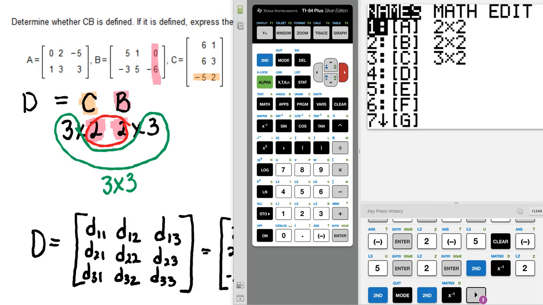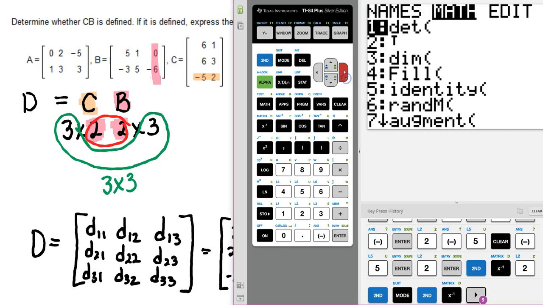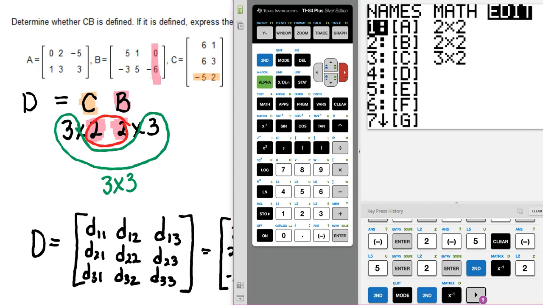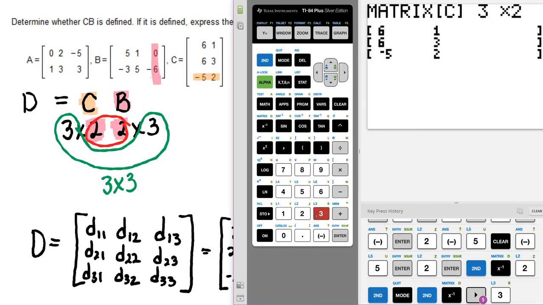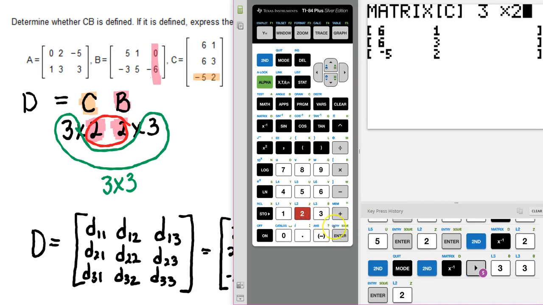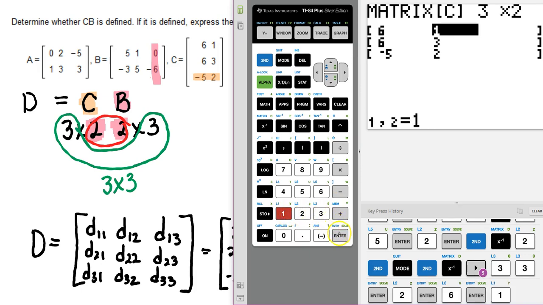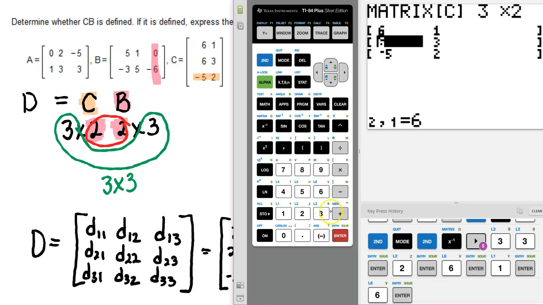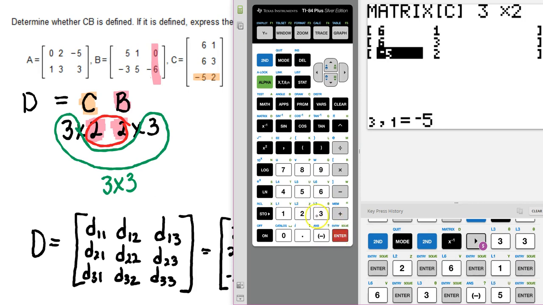We can also do this calculation in the calculator. So I want to go to the matrix menu, which I'm already in, go over to Edit, and I want to edit matrix C. Matrix C is a 3-row and 2-column matrix, and the entries are 6, 1, 6, 3, -5, and 2.